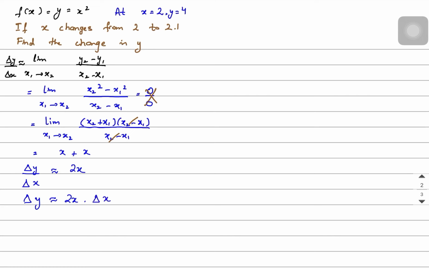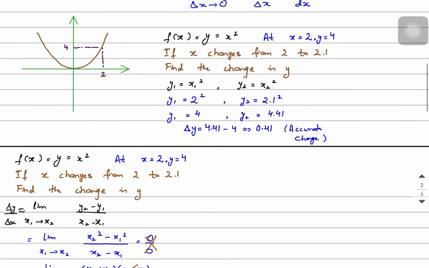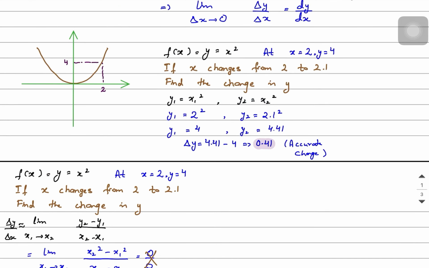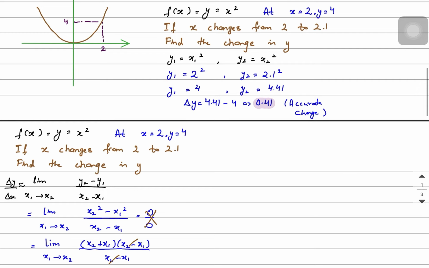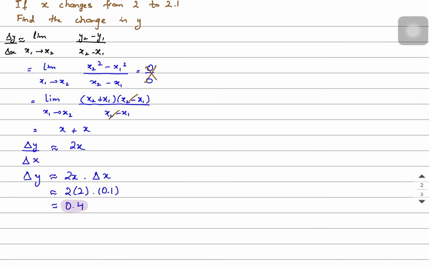times change in x. Okay, so what was our x value? So the x value was 2, and change in x, if we are changing from 2 to 2.1, then my change is going to be 0.1. So finally my change is 0.4. So you can clearly see that this value 0.4 and this value 0.41, obviously both are not the same. That was the accurate change and this is the approximate change.